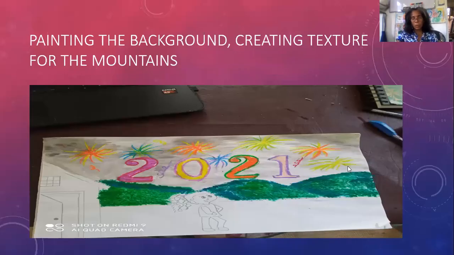Okay, so the technique used is called dabbing. Now, I wanted to create the texture of the mountains. When I say texture, the mountains are not smooth. Mountains are made up of trees. Okay, so to create that illusion of trees, or to give the effect of trees, you take your paintbrush and you dab. This is called dabbing. So what I did, I dipped into my palette, okay, and I dabbed.